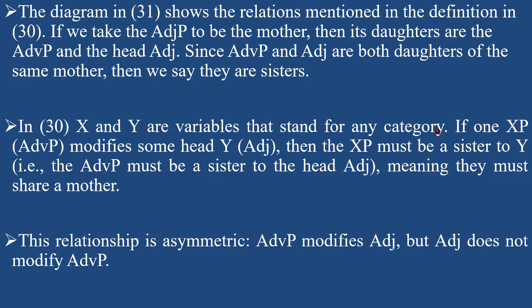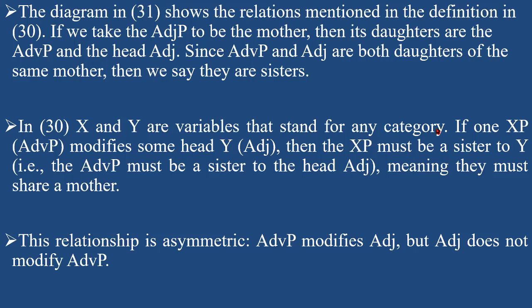So the diagram in 31 shows the relations mentioned in the definition in 30. If we take the AP to be the mother, then its daughters are the adverb and the head adj. Since adverb and adj are both daughters of the same mother, we say they are sisters. In 30, X and Y are variables that stand for any category. If one XP adverb modifies some head Y, which is adj, then the XP must be sister to Y. So the adverb must be a sister to the head adj, meaning they must share a mother.